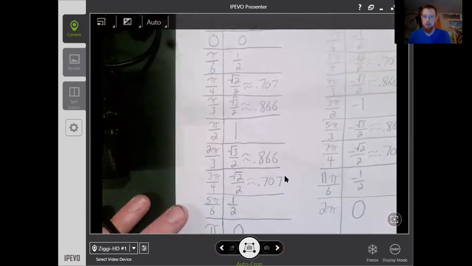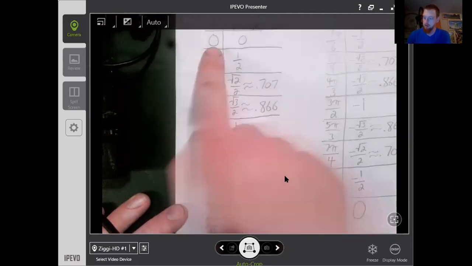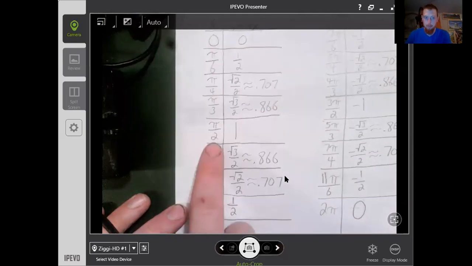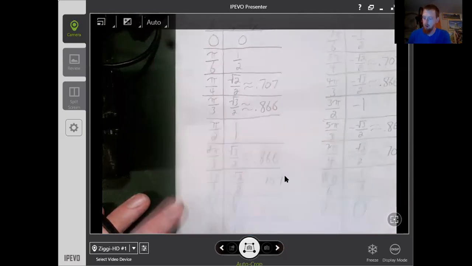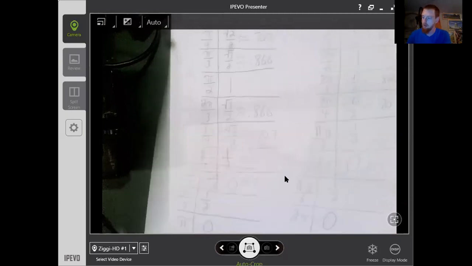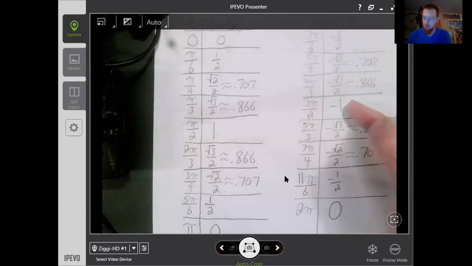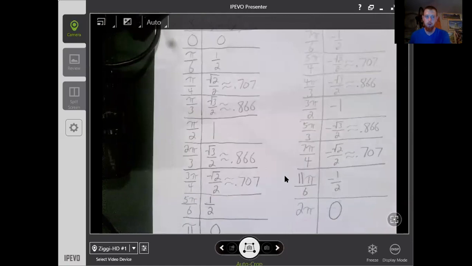So all we've done is taken those values that we just saw from the unit circle and put them into a table. Start at 0, 0, go to pi over 2, 1. When we're at pi radians, we're back to 0. When we're at 3 pi over 2, we're at negative 1. When we're at 2 pi radians, we're back to 0. Okay, so let's take a look at what that looks like in the calculator.